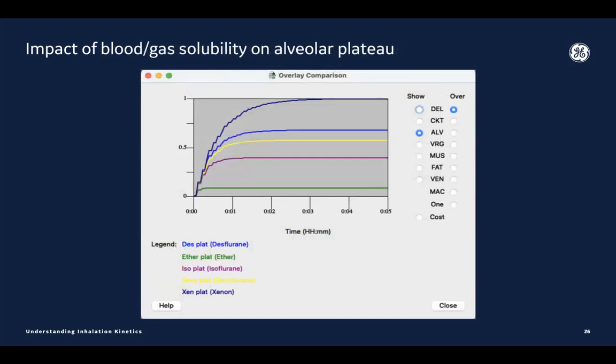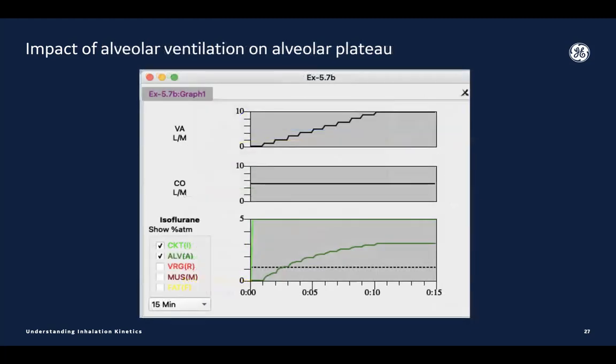If we then look at the plateau heights for ether, isoflurane, sevoflurane, desflurane, and helium, or rather xenon, a very insoluble substance, we get these curves built, and these are the plateau heights for those various drugs. That's just being impacted by the cardiac output and ventilation, with no venous return yet occurring. If we then allow the venous return to come, we'll see something different in a moment.